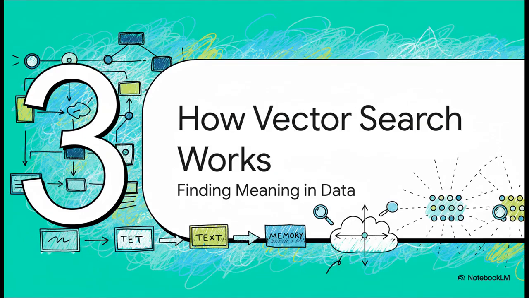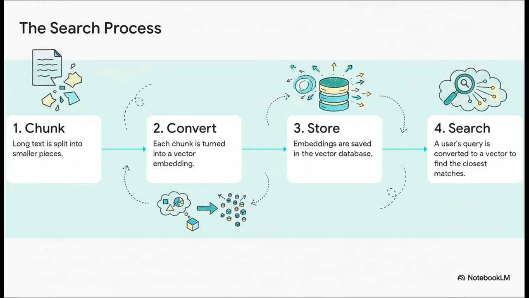Okay, so we've got these numbers that represent meaning, and they're all stored in a database. But how does an AI use them to find the right stuff when you ask a question? Well, that's where the search process comes in. It's basically a four-step dance. First, you take a big document and break it into smaller, manageable chunks. Second, each of those chunks gets converted into one of those numerical vectors. Third, you store all those vectors in the database. And finally, when you ask a question, your question also gets turned into a vector, and the database just looks for the stored vectors that are the closest match.